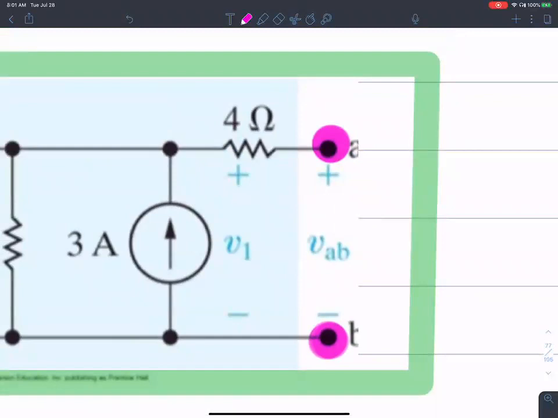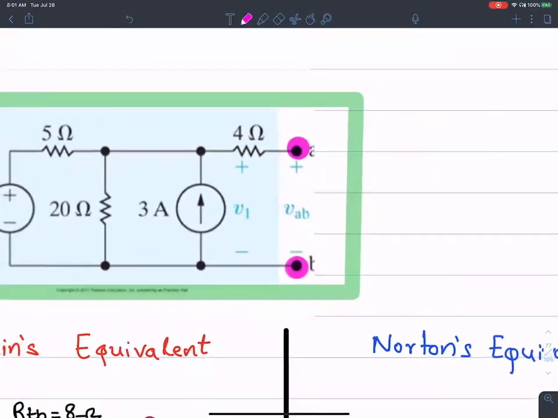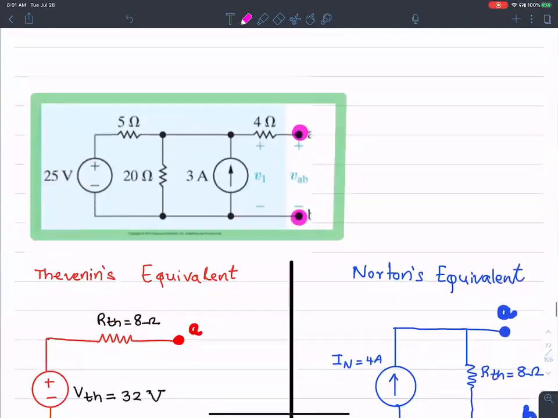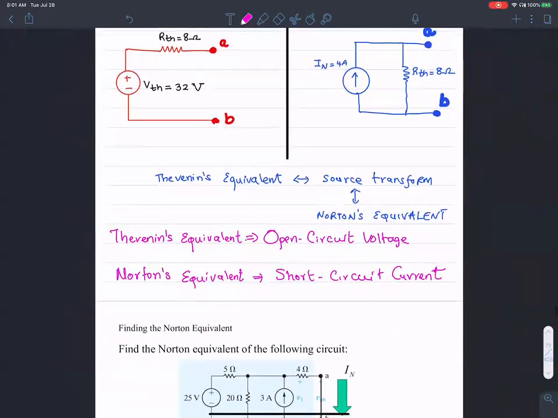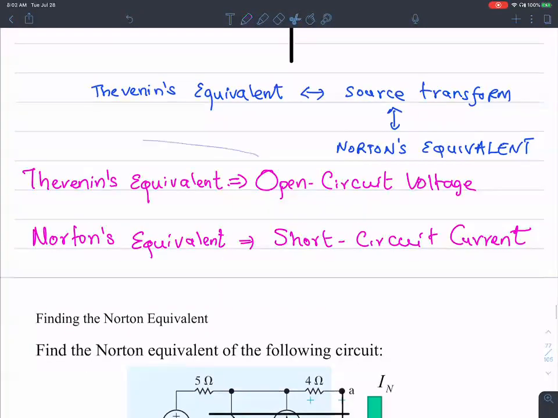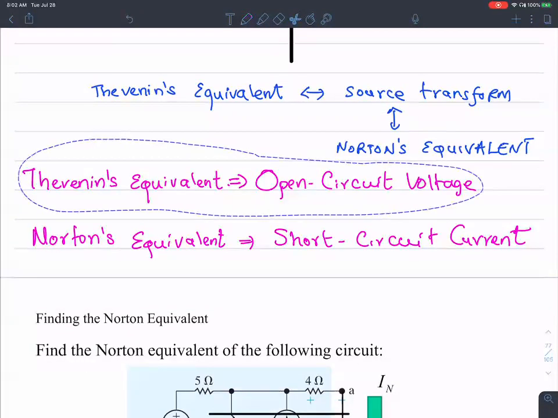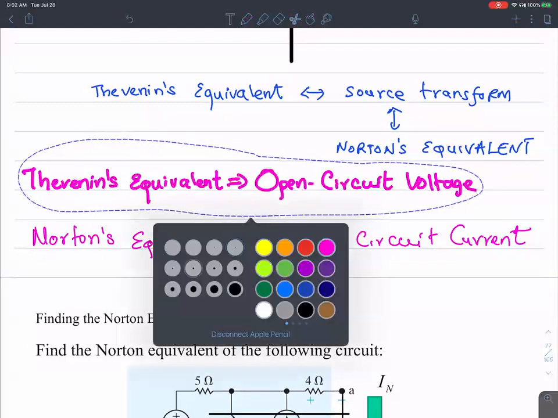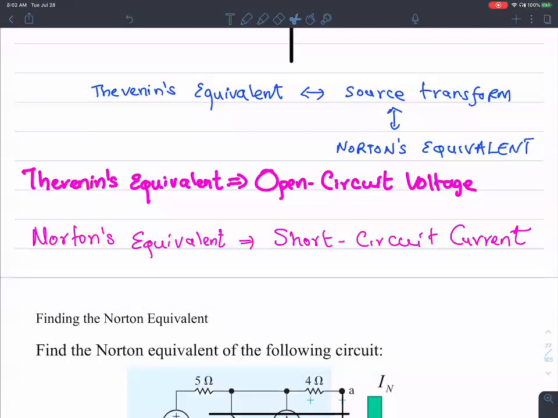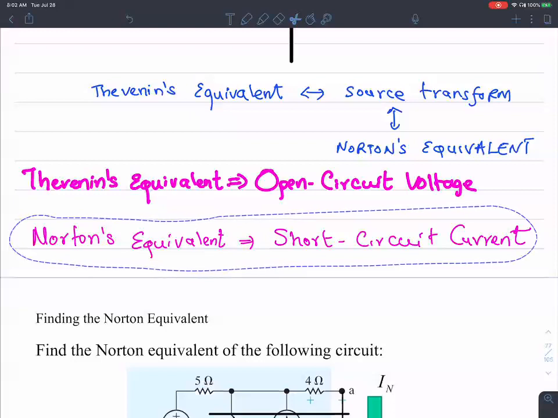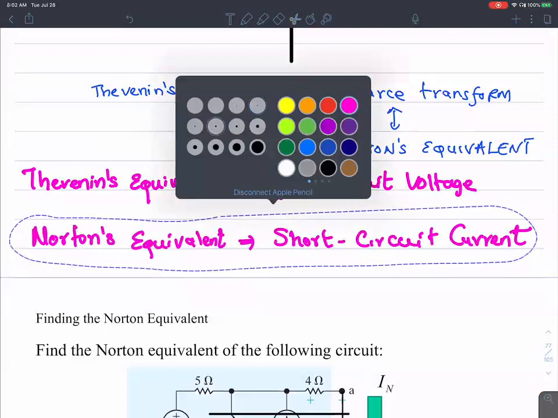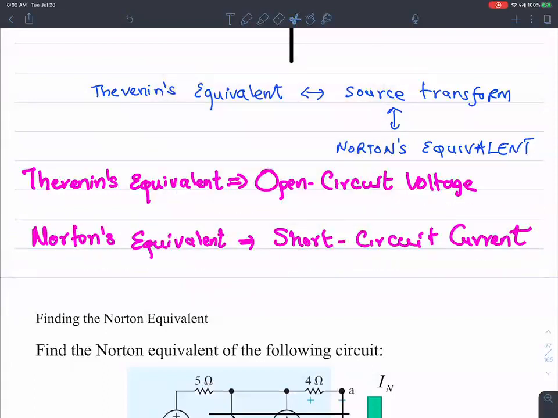What's the Thevenin's voltage? The idea of Thevenin's voltage that is defined. Thevenin's voltage is defined as the open circuit voltage between the two terminals of interest. That is when there is no current flowing through. Now, Norton's equivalent is defined as the short circuit current. We'll come back to talk about this a little bit more in today's class.